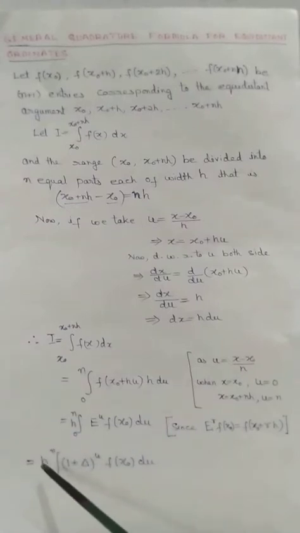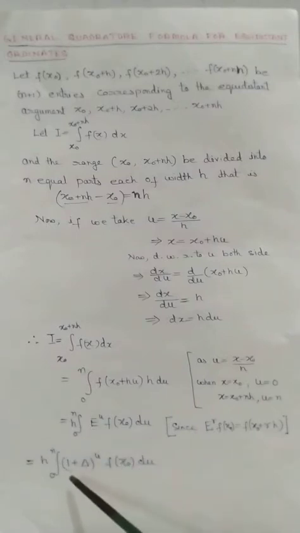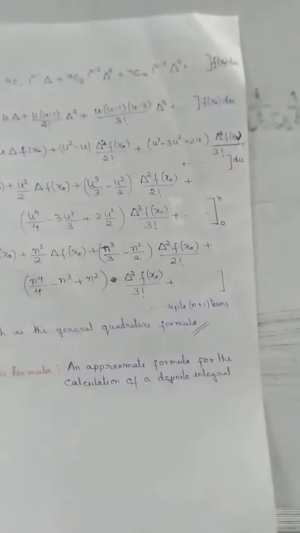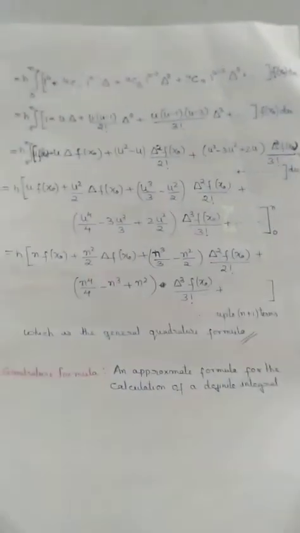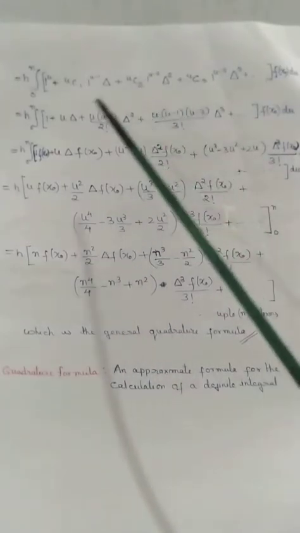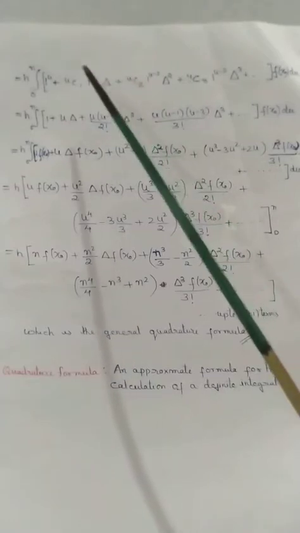Now in place of e^u, as we know the relationship between del and E is E = 1 + del. So we write here (1 + del)^u f(x0) du. Now we need to expand it with the help of binomial expansion. So look here. We expand this (1 + del)^u.